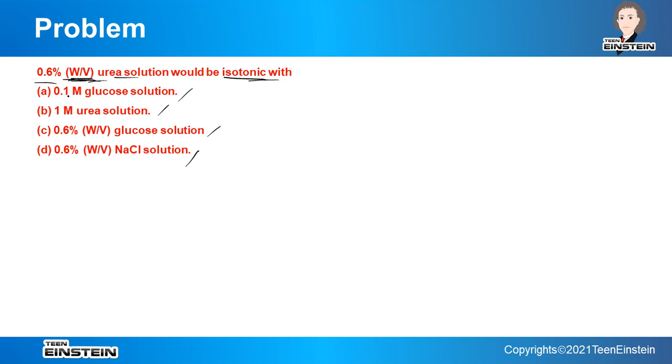Okay, but all this concentration in options A and B is given in molarity, and in options C and D it is given in W by V. So we will find out which of these solutions it will be isotonic with.